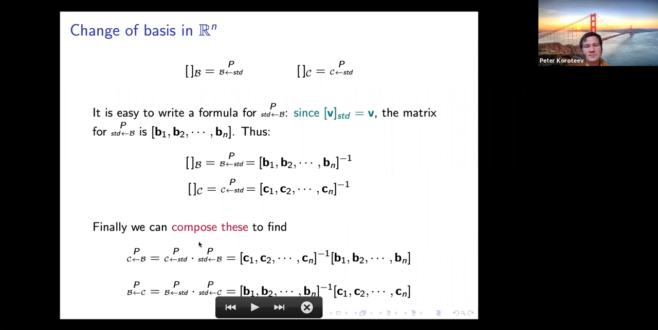So if you wish, there's a mnemonic rule which will help you memorize that. If you have P from B to C, just write two matrices, and in the middle there's the standard basis, which you sort of dot with each other.